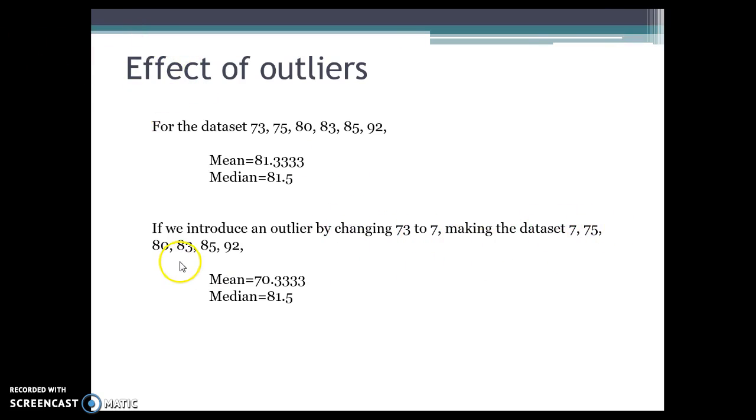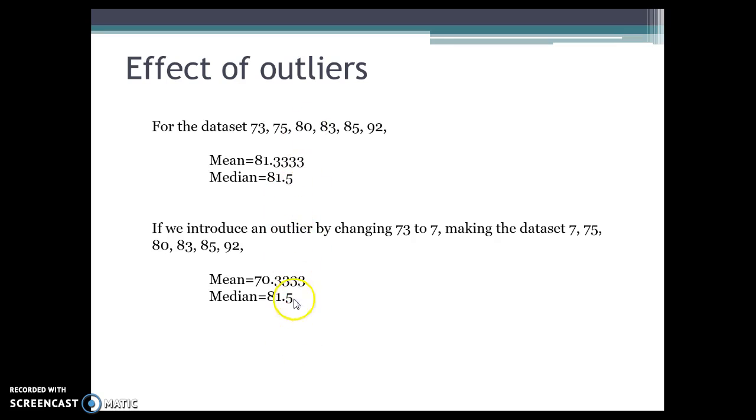So then this data set has an extreme observation, the 7. What's the effect on the mean? Well, you can see it changes the mean by a good bit. It changes the mean by 11.